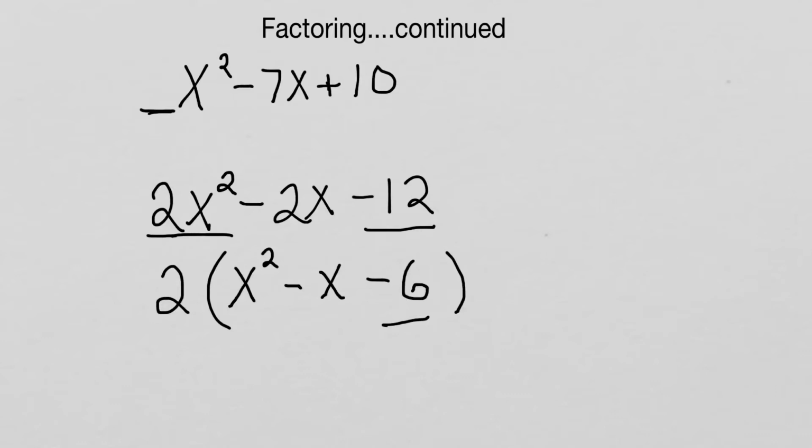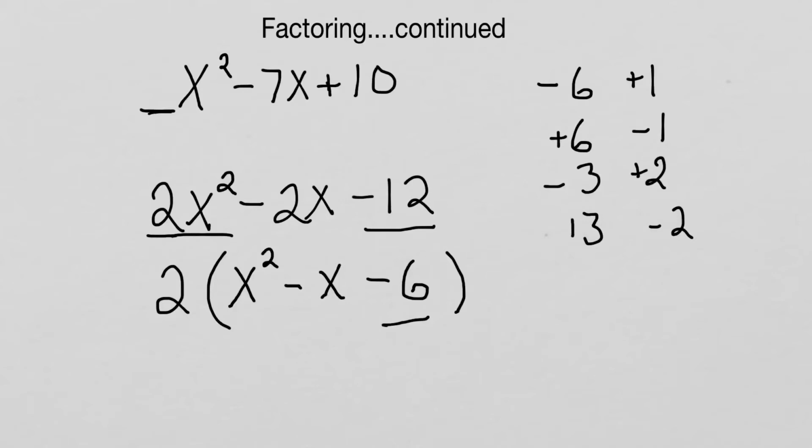That would be negative 6 and 1, 6 and negative 1, negative 3 and 2, and 3 and negative 2. Let's keep this consistent. I can put a plus in front of these if I want. So let me set this up. I know that this, x squared minus x minus 6, is going to look like this.